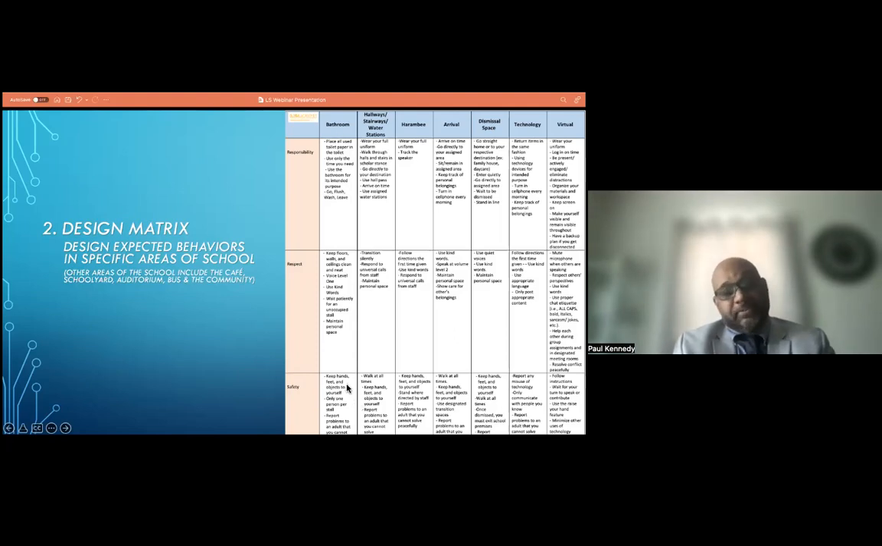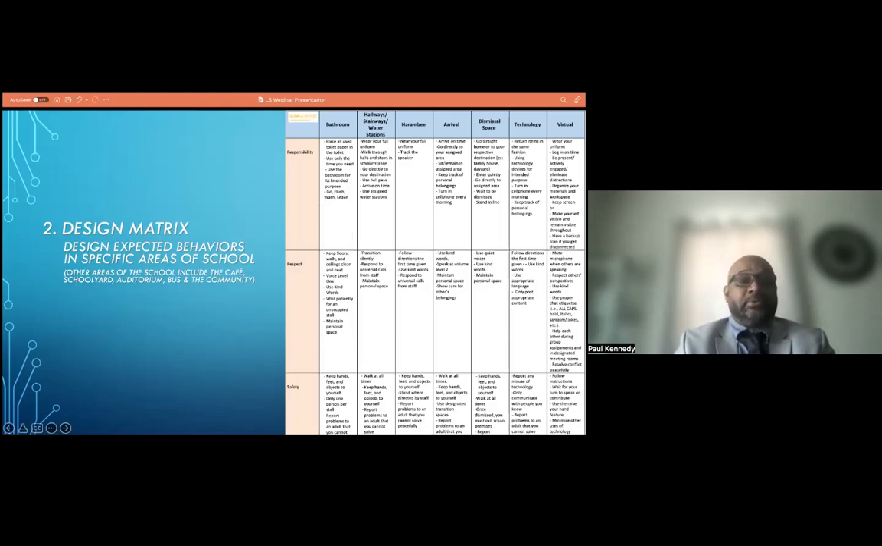So if a scholar is ever confused, they actually have the information right at their disposal. These matrices are hung up in different parts of the school, so people can always read it, refresh, and learn from it. Like I said, this is foundational. All we have to do is revisit and tweak it and say, hey, this is not working.